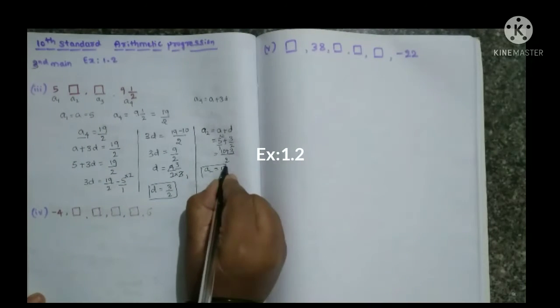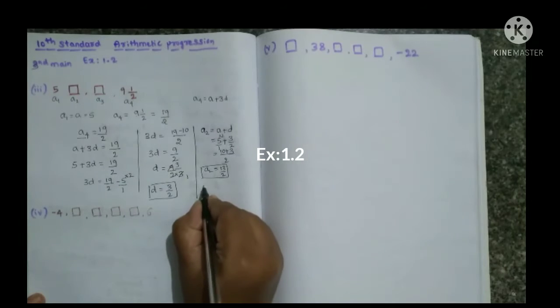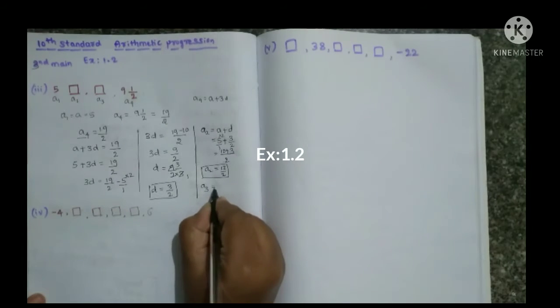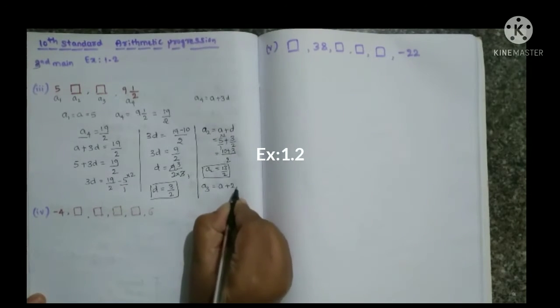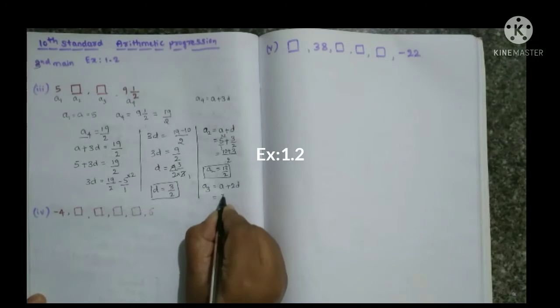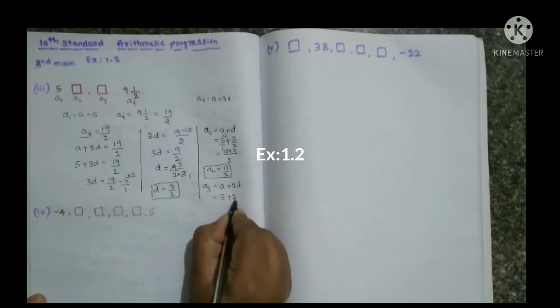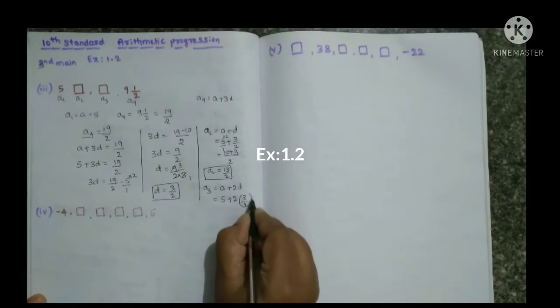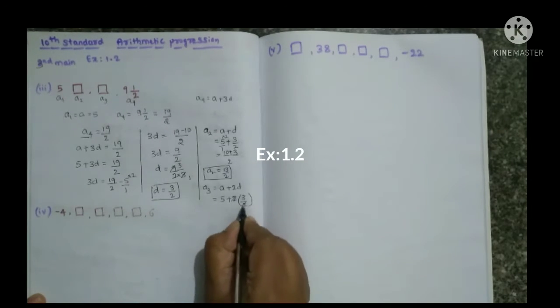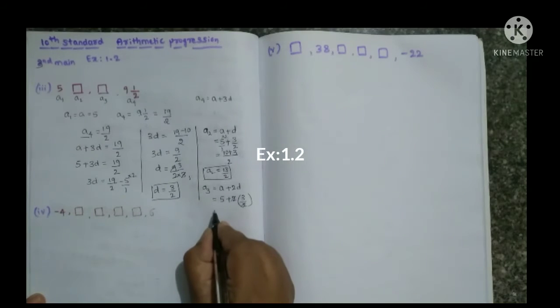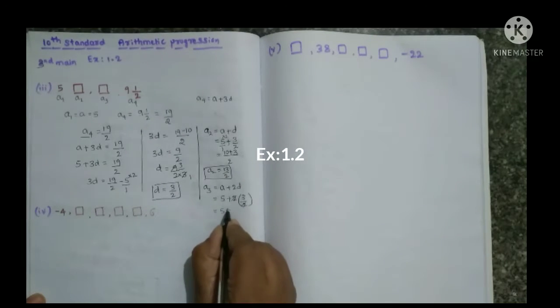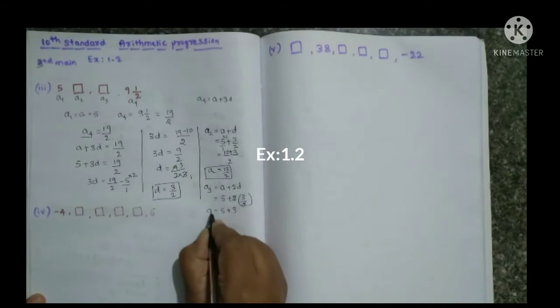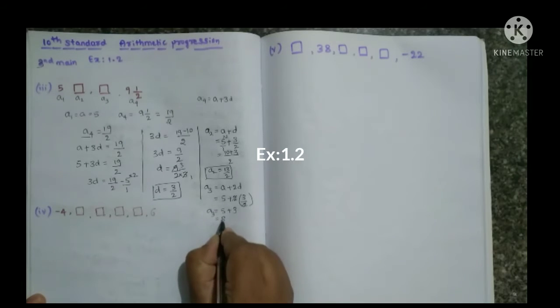Now we have to find A3. The A3 formula is what? A3 equal to A plus 2D. A value we have 5, plus 2 into D value, which is 3 by 2. Here you observe, 2 and 2 we can cancel. So 5 plus what remains here? 3. So A3 we will get as 8. This is A3.